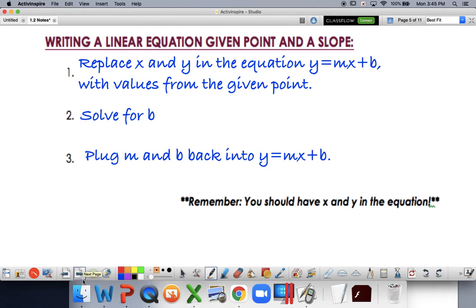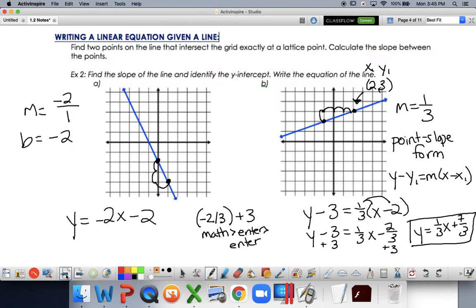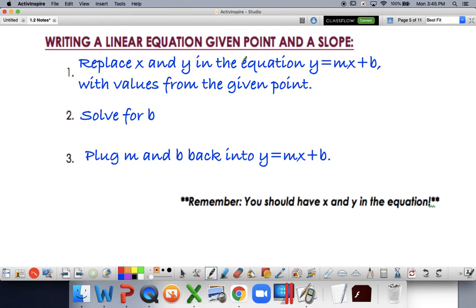So looking at our next page, there are a couple of different ways to write a linear equation given a point and a slope. And this is the first way that I'm going to show you. The second way I've already shown you. You use the point-slope form. What I found over the years, though, is students don't love point-slope form. They really do like using y equals mx plus b. So these are the directions that you would use to use the y equals mx plus b.